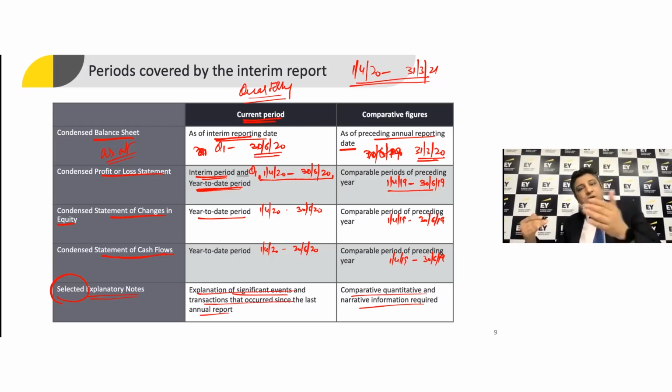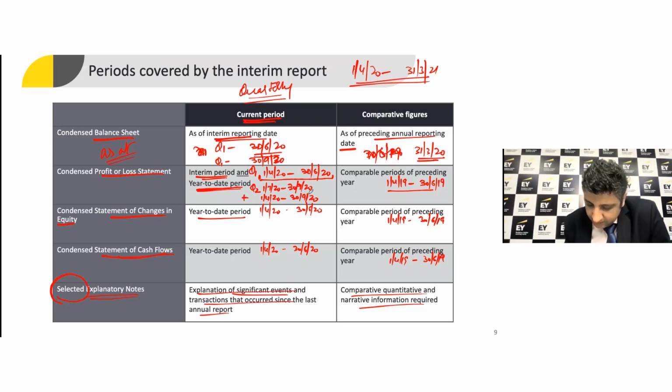The moment we come to quarter two, right? Quarter two expects us to prepare, let's say, a balance sheet as on 30th of September 20. That's where you start looking at it. But the moment you look at the statement of profit or loss, now we are talking about 1st of July 20 to 30th of September 20 plus 1st of April 20 to 30th of September 20. So it's not only the interim period, but also the YTD period, right?